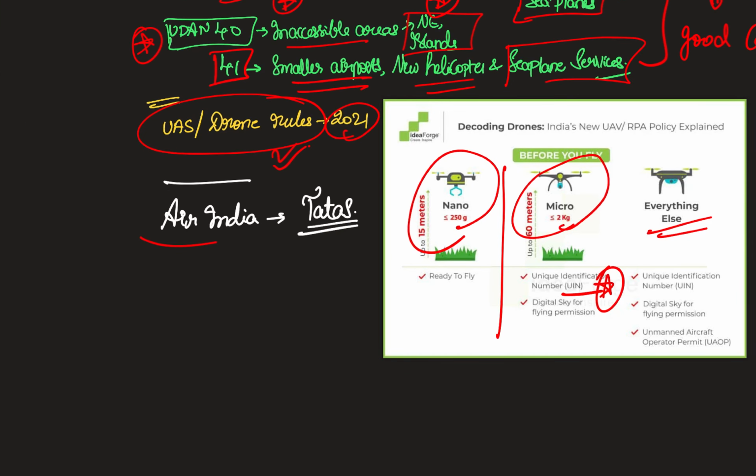Another important development is that ever since 2017-18, the Indian government has been trying to come out of this loss making entity of Air India, which was eventually sold to the Tatas for 18,000 crores.